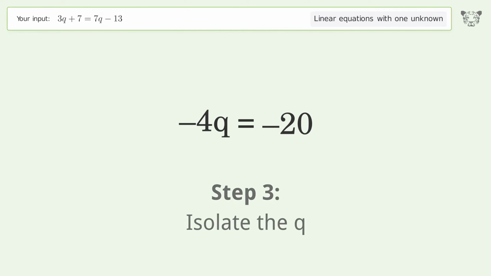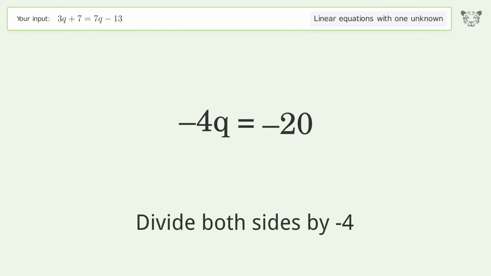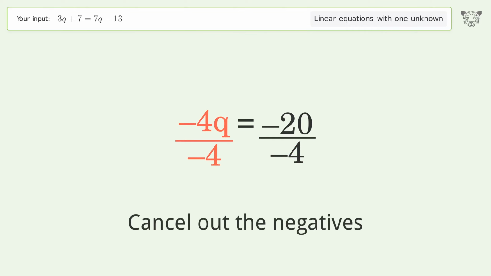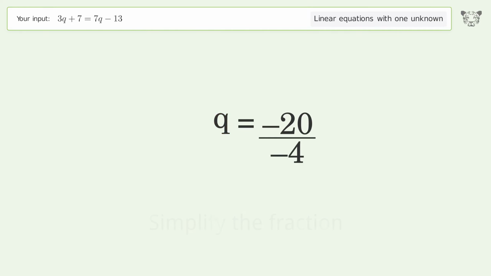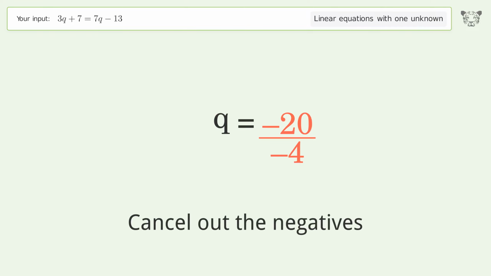Isolate the q. Divide both sides by -4. Cancel out the negatives. Simplify the fraction. Cancel out the negatives.